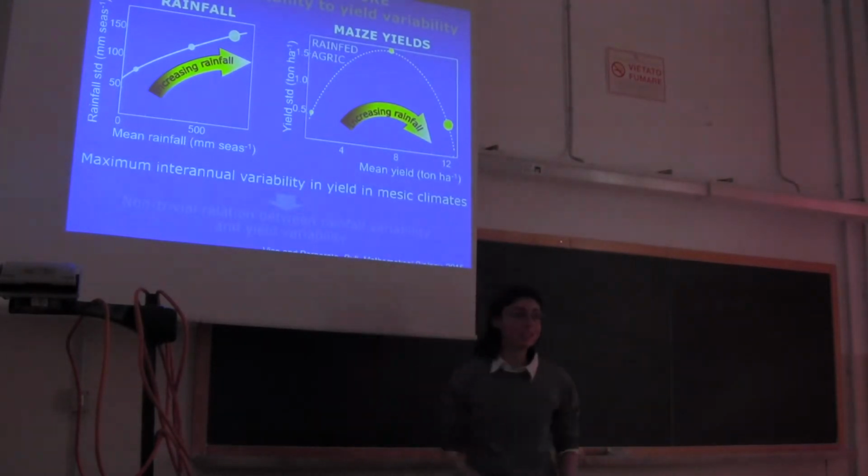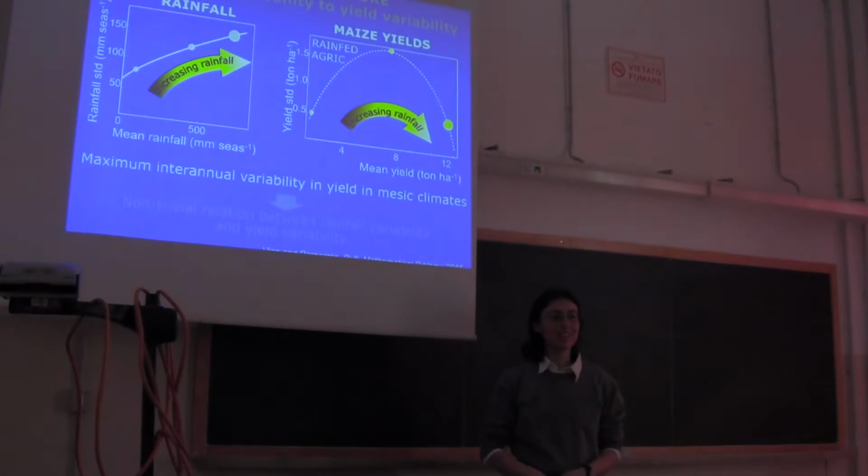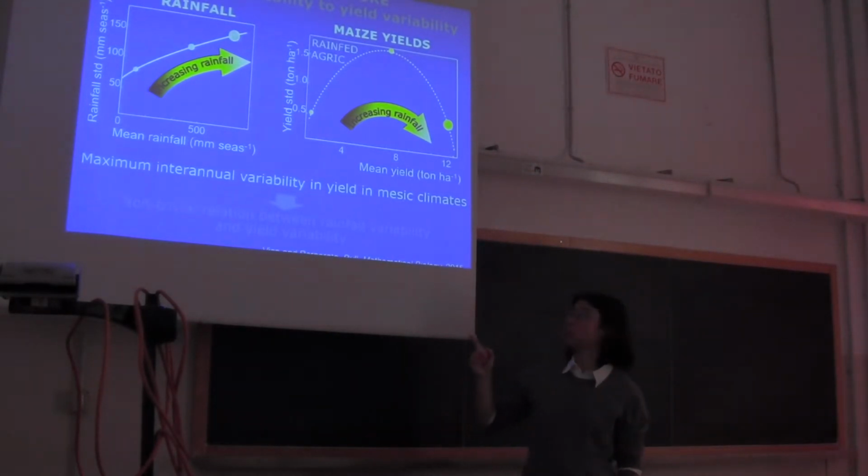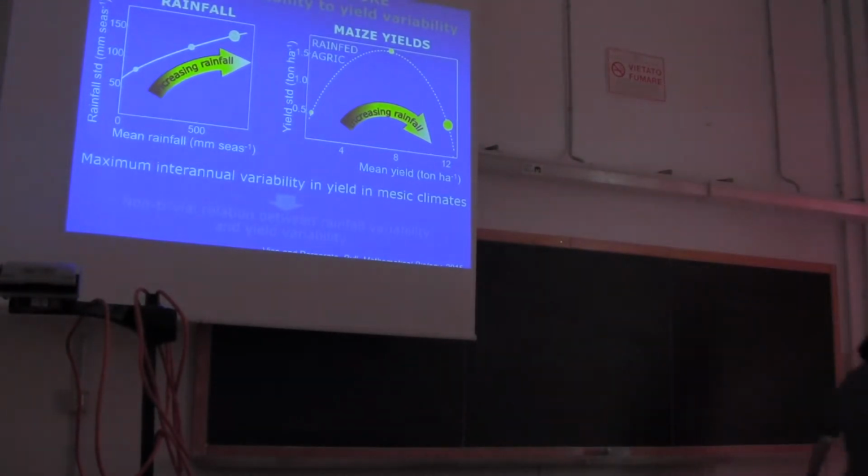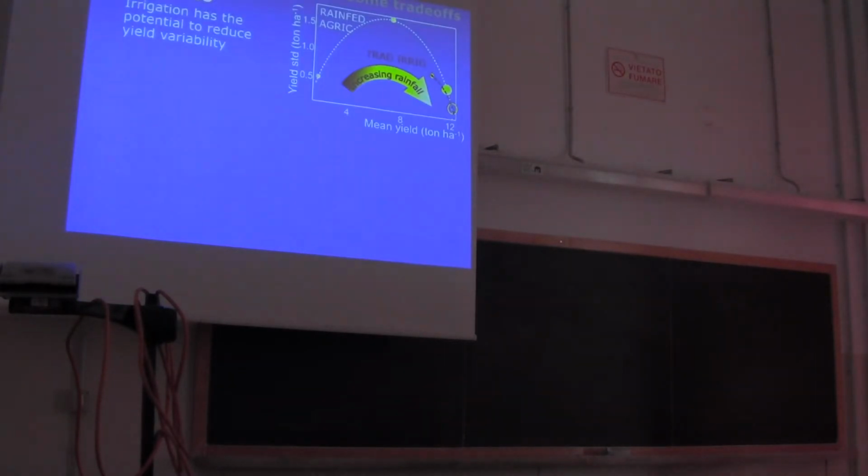If there is no water, there is no water, so there is not much variability. If there is plenty of water, then it doesn't really matter whether there is variability in rainfall amount. The conditions in between, the marginal climates, are the most problematic. Now, what happens if we irrigate? As I already hinted at before, irrigation can definitely reduce the variability in yield and increase the average yield.